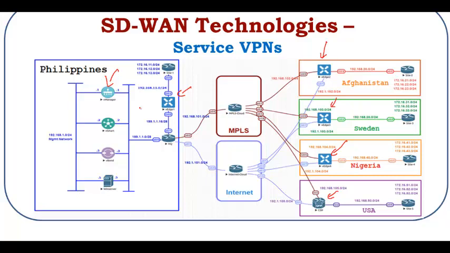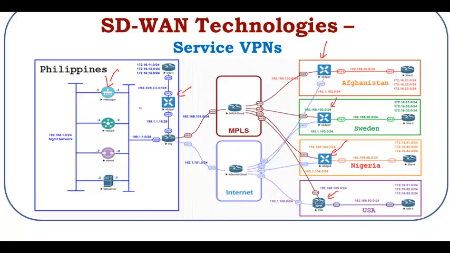See, let me repeat, I do not want to confuse you. vEdges may have some initial setup configuration, or may not. There is an option called zero touch provisioning, ZTP. We'll talk about that in detail later. So edges somehow will know the vBond's address.